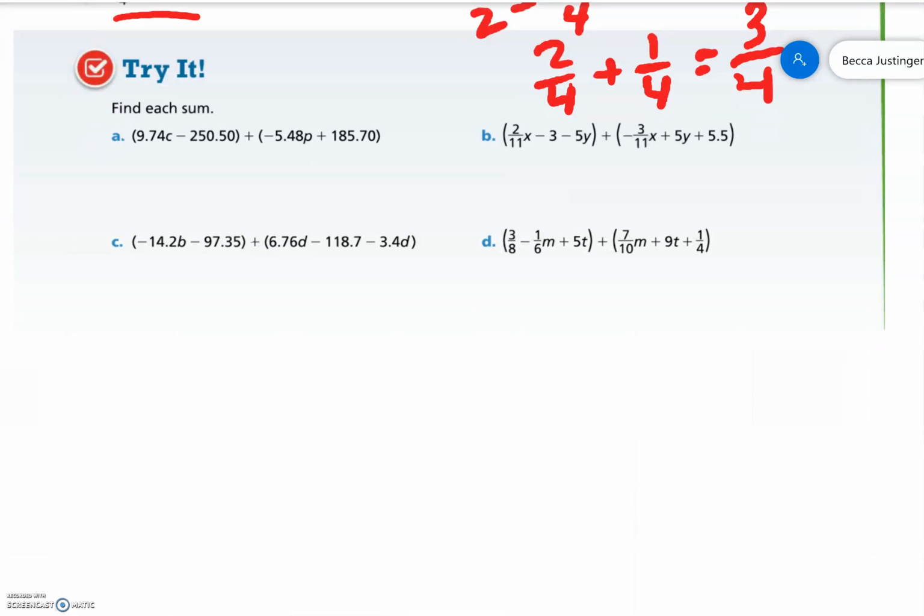Find each sum. So we're looking for our like terms. I've got a constant here and a constant here. Remember to circle the signs as well. 9.74 has a C on it, and -5.48 has a P on it. So we don't combine those with anything, so I'm going to rewrite 9.74C minus 5.48P. And now I'm going to combine -2.50 and so on. So I get out my calculator.